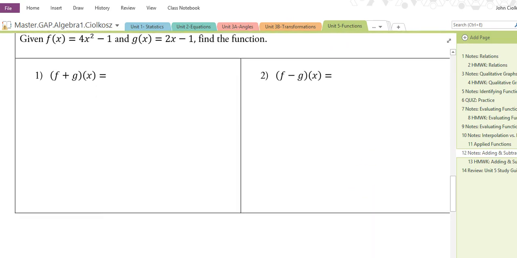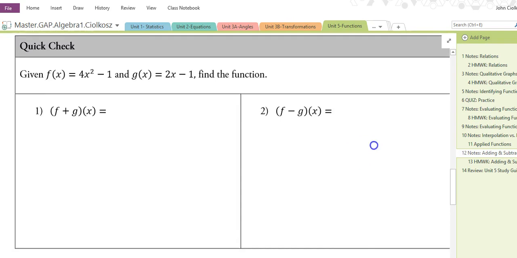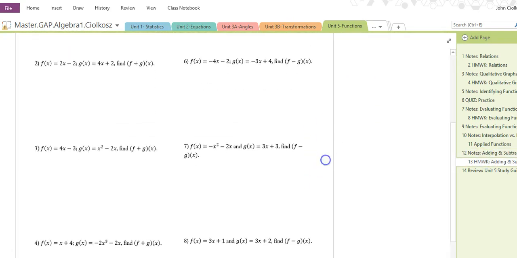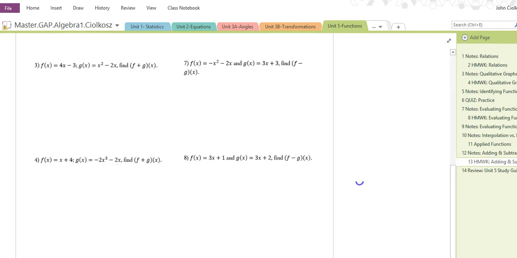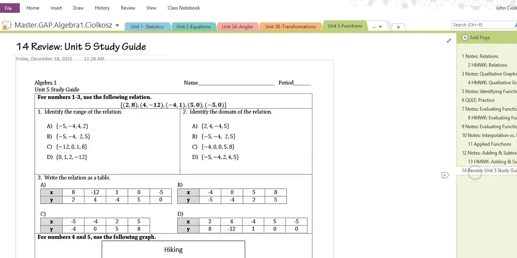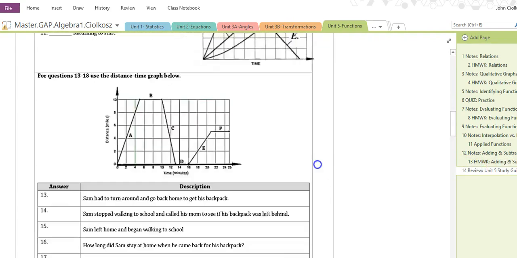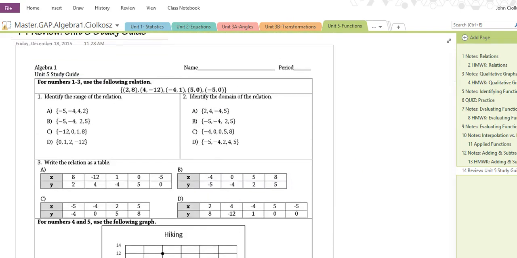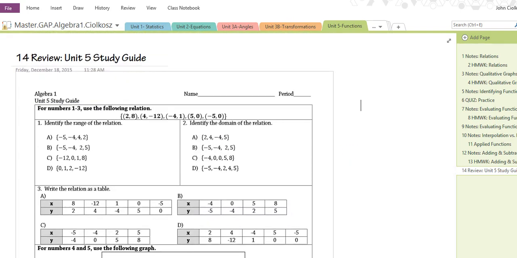From there, what I would like you to do is complete these 2 problems, as well as all of the problems here. If you can do that, you are going to be in great shape for this test. Once you've completed that, your last assignment here is to complete the review. If you can do all the problems on this and you've checked them with me, you are going to be in great shape for passing this Unit 5 exam. Best of luck.